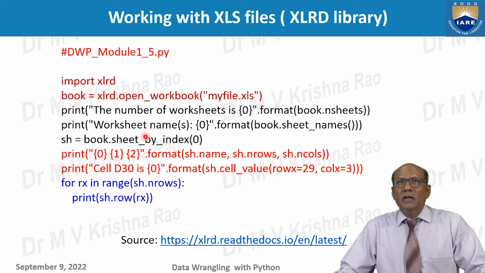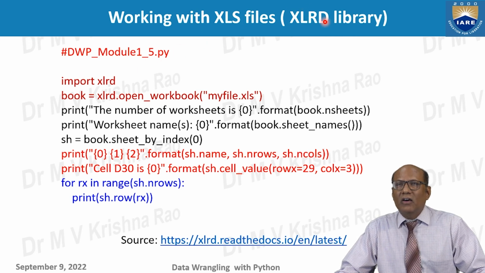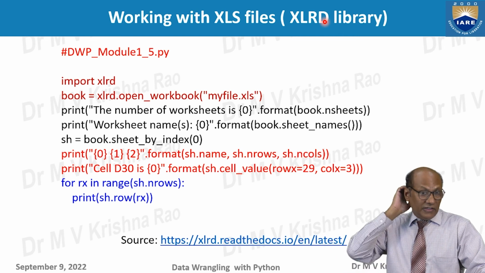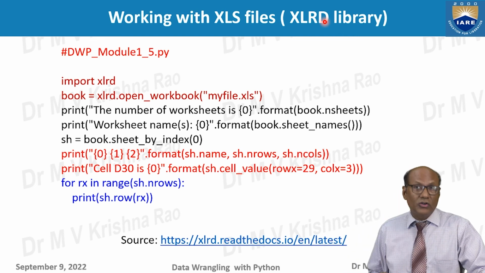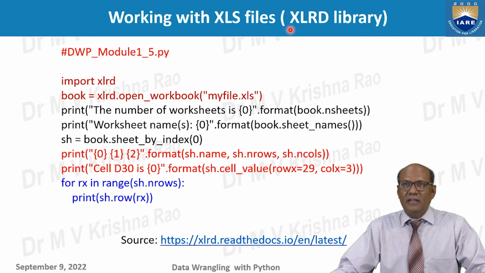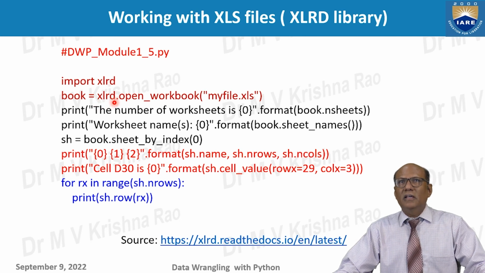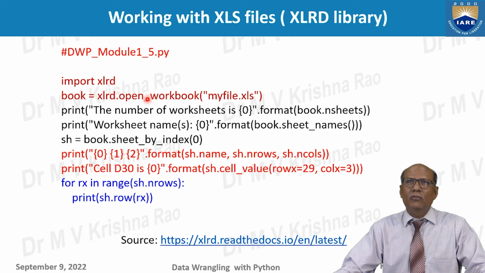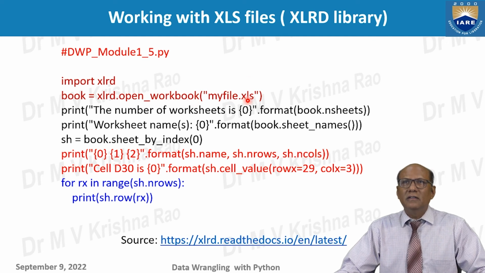Then read. Working with XLS, read files. You have to read Excel files using XLRD. In the case of the CSV module, you had csv.reader. In that place, I am going to use XLRD. Then file handling is there. You are opening the workbook, XLS, previous version of Excel sheet. You have the book object, then some things are there.